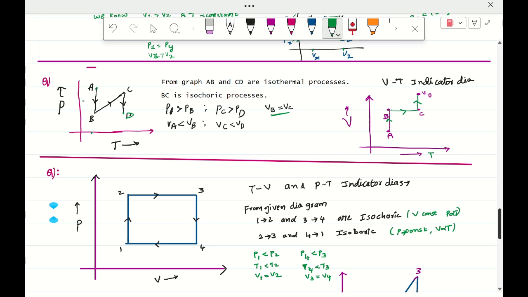And it is clear from the graph that PA is greater than PB at constant temperature at points A and B. So therefore, P is inversely proportional to volume. Therefore, VA is less than VB. PC is greater than PD from the graph values. Then automatically VC is less than VD, because P is inversely proportional to V at constant temperature. Boyle's law.